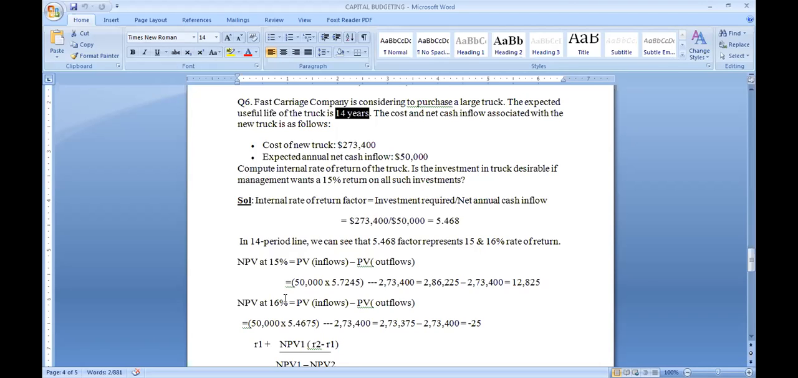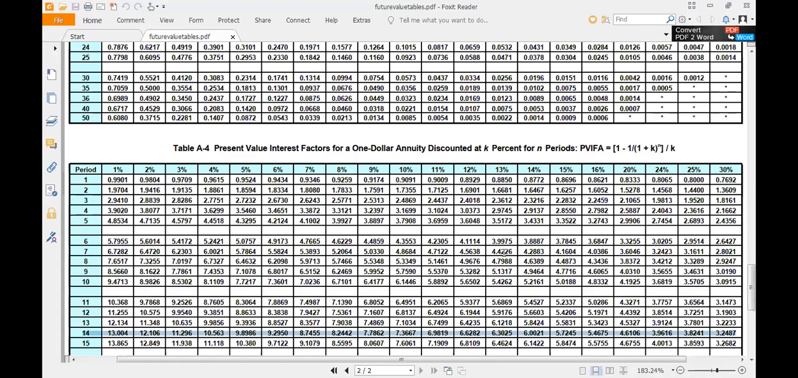Okay, so NPV at 15%. What is the formula of NPV? Present value of inflows minus present value of outflows. So 50,000 multiplied by the present value interest factor for annuity. I'll show you how to do it. The amount is 50,000 and the years is 14 years and the rate is 15%. So we will check the PV IFA factor. Okay. So for 15% and 14 years, the value is how much? 5.7245. We'll simply write it here.